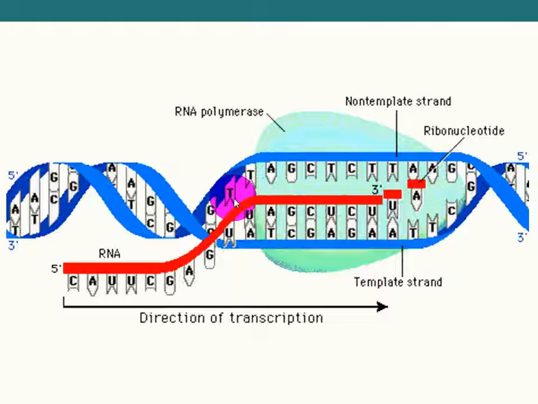So T goes with the A that's down here. But remember, we don't have a T in RNA. So instead of putting a T here, A goes with U. T goes with A, C goes with G, G goes with C, A goes with U. And it will continue until it gets to a spot that it knows, hey, we're not going to code here anymore.